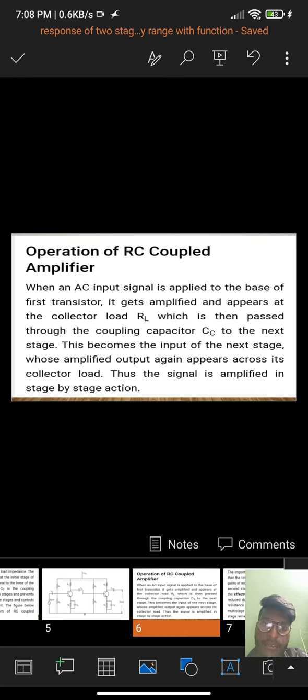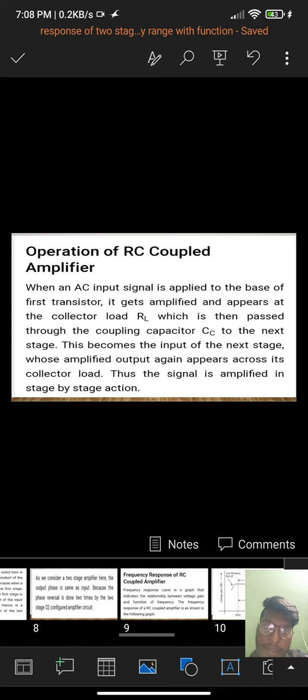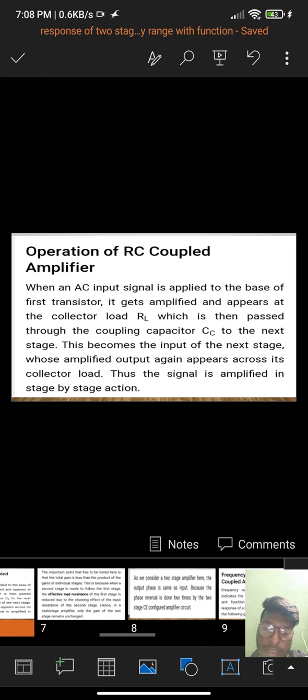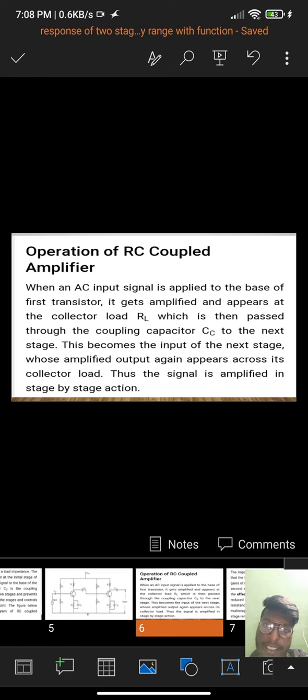Operation of RC coupled amplifier. When an AC input signal is applied to the base of the first transistor, it gets amplified and appears at the collector load RL, which is then passed through the coupling capacitor Cc to the next stage. This becomes the input of the next stage, whose amplified output appears across its collector load. The signal is amplified stage by stage.